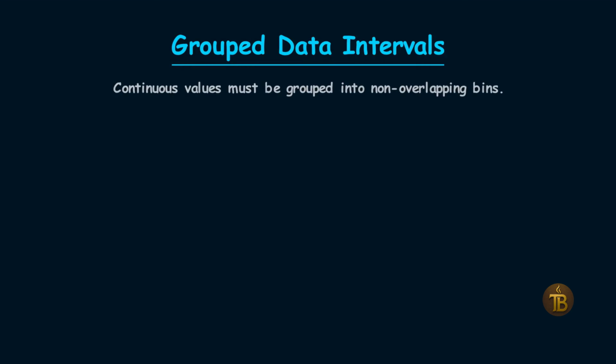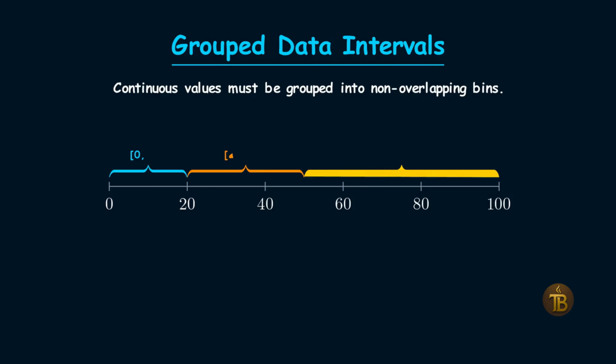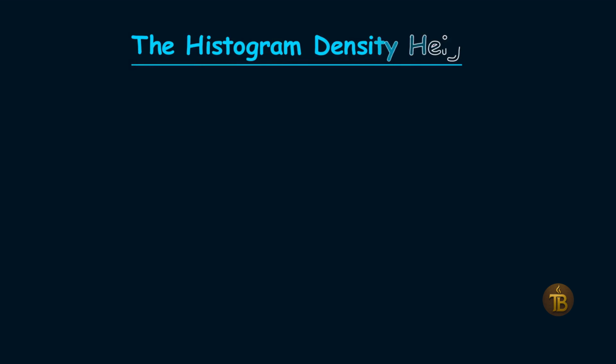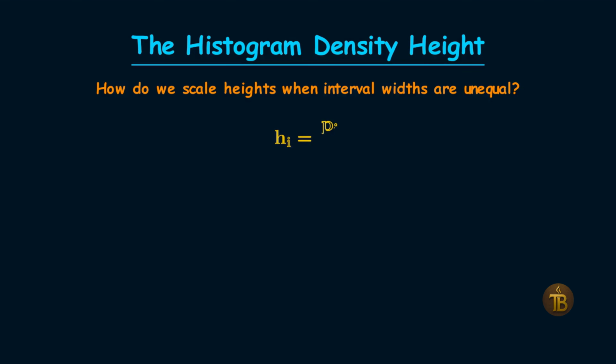First, let's understand grouped data intervals. Continuous values must be grouped into non-overlapping bins. These intervals must touch each other continuously on the axis, but they must never overlap, ensuring every data point falls into exactly one bin. How do we scale bar heights when interval widths are unequal?